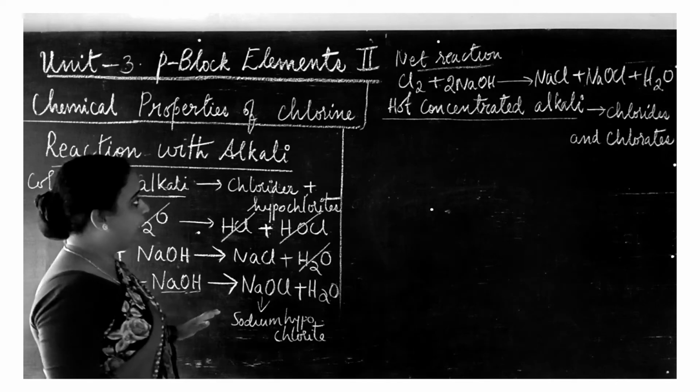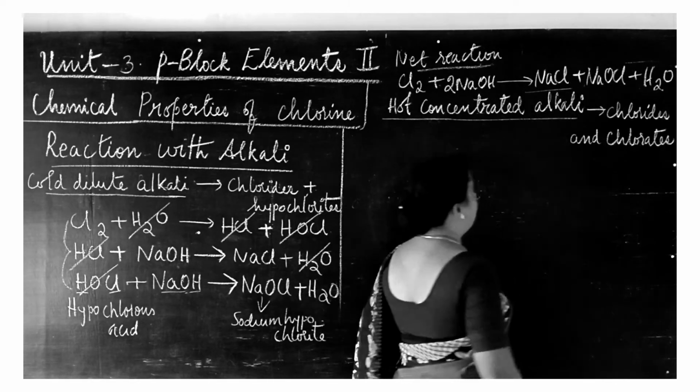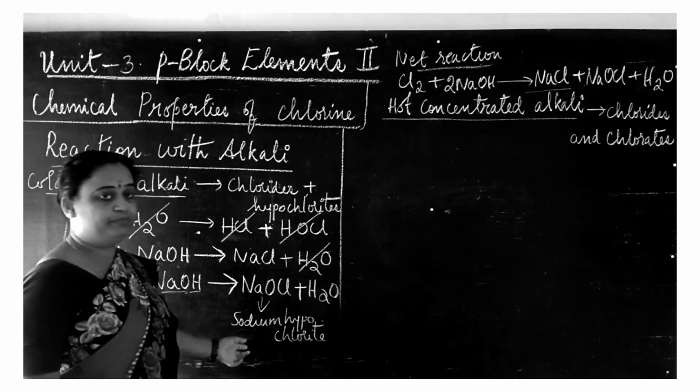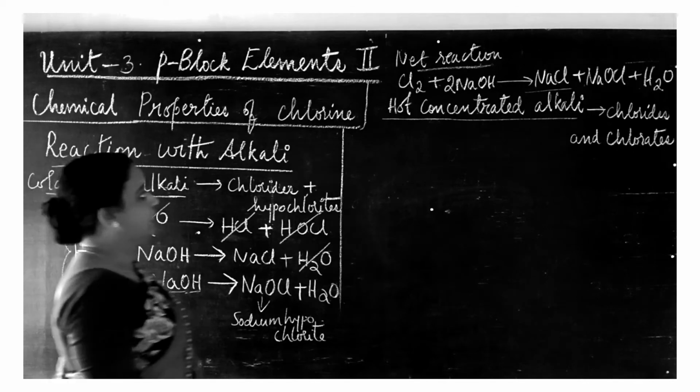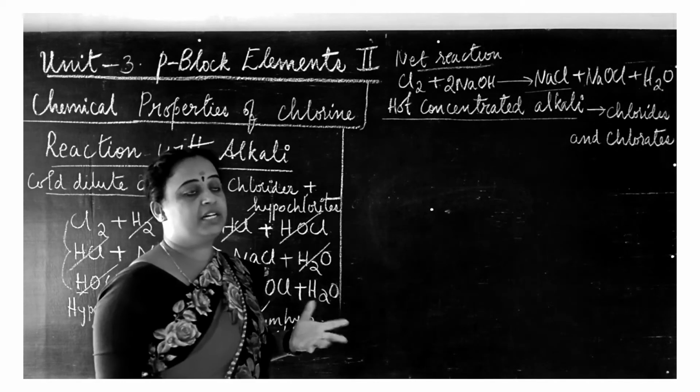So the products you get here are sodium chloride, NaCl, and NaOCl, that is sodium hypochlorite. Got it? Yes. Now let us see the second one: reaction of chlorine with hot concentrated alkali.